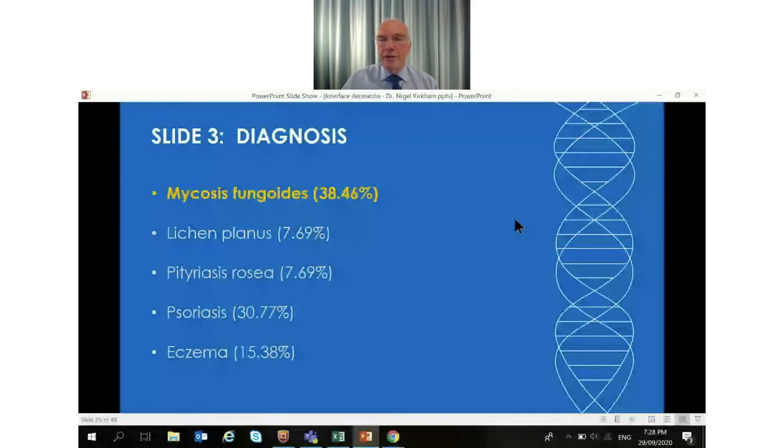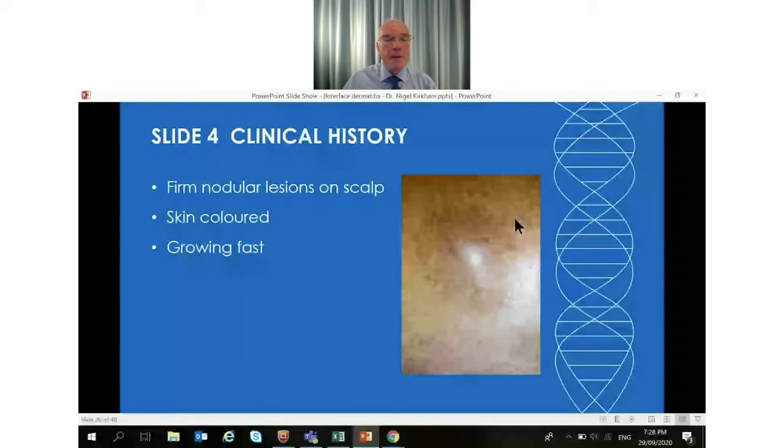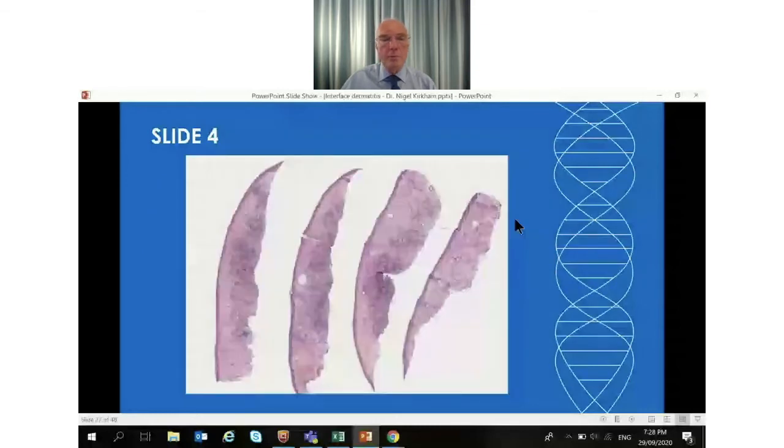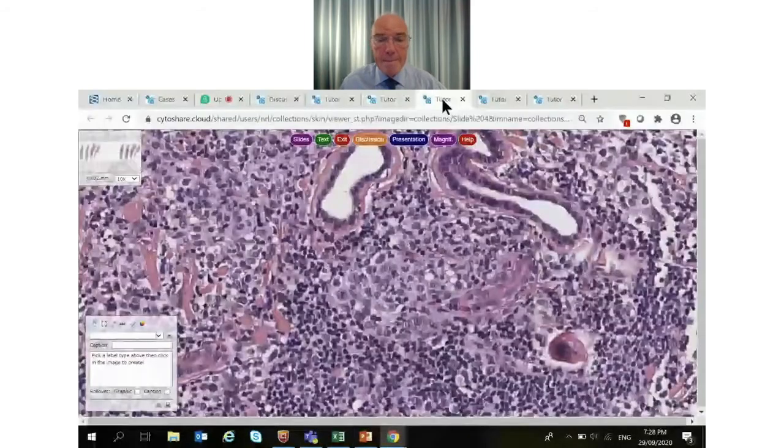But it shows all of the things you're supposed to see. So it's good to see a proper example now and again to remind ourselves what things really look like. Okay, let's go to slide 4. I've got a clinical photograph for you of a lump on the scalp, a firm nodular lesion on the scalp, growing fast, we were told. And we'll go and have a look at the slide.